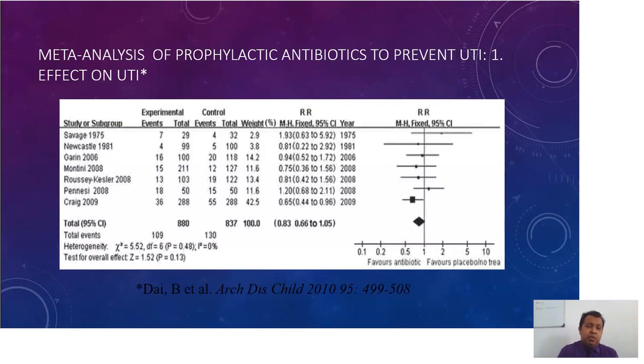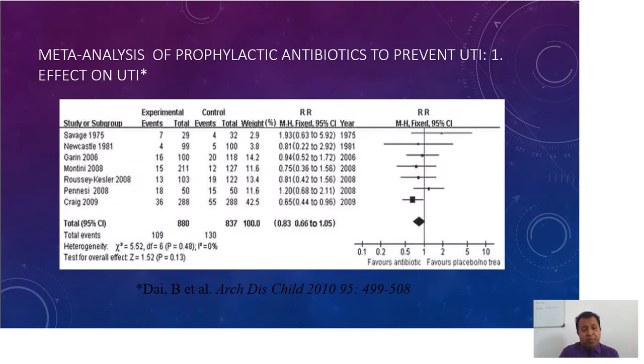I have looked into a few studies and quoted a few important studies as being published. This is from 2010, Archives of Disease in Childhood, a meta-analysis done of prophylactic antibiotics to prevent UTI. If you look at the results, you can appreciate that the prophylaxis has been shown to reduce the frequency of urinary tract infections.